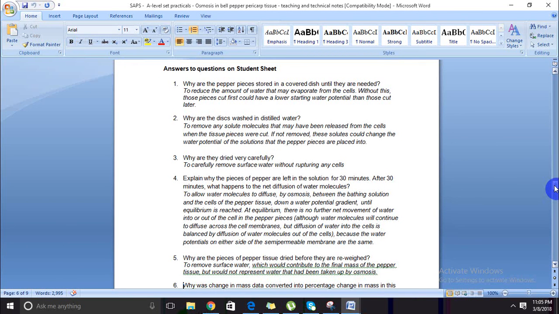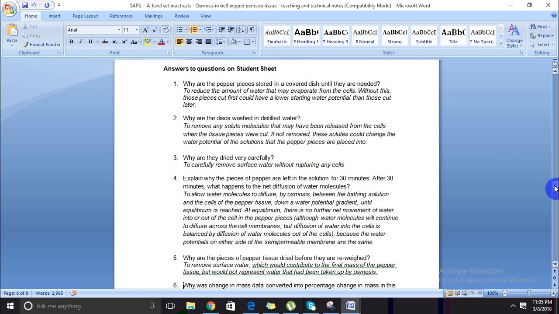Explain why the pieces are placed for 30 minutes. After 30 minutes, what happens to the net diffusion of water molecules? There won't be any more net diffusion. To allow water molecules to diffuse by osmosis between the bathing solution and the cells of the pepper tissue down a gradient until water equilibrium is reached. At equilibrium, there is no further net movement of water into or out of the cells in the pepper pieces because the water potential on either side is now the same.